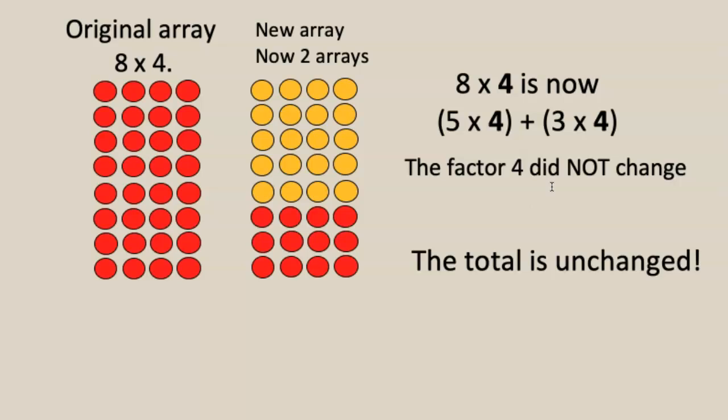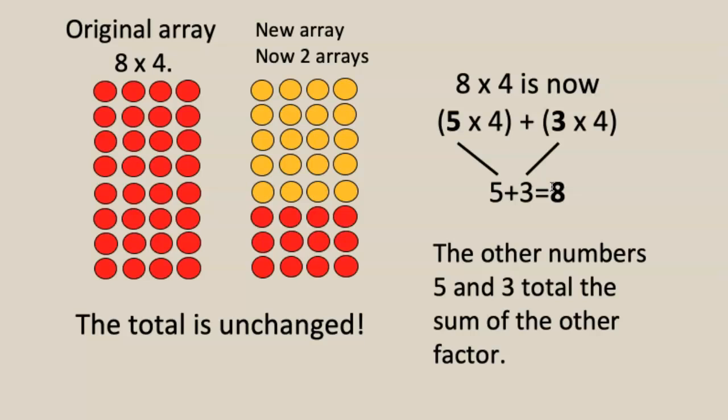4 did not change. 4 is the factor that did not change. The total is unchanged. The 8 did change. 3 plus 5 is 8. So we have to have two numbers that will add up to the sum of the other number.